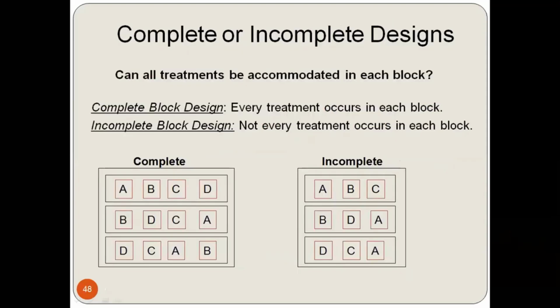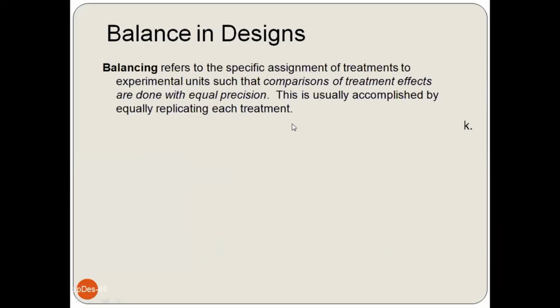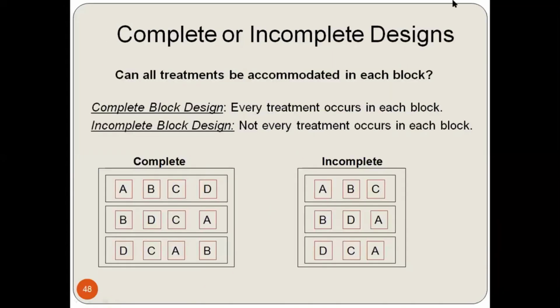Complete or incomplete design. Complete means, let's say I have 4 treatments, A, B, C, D. You see, this is one block, this is the second block, this is the third block. All 4 treatments are present in each, so it is called complete.